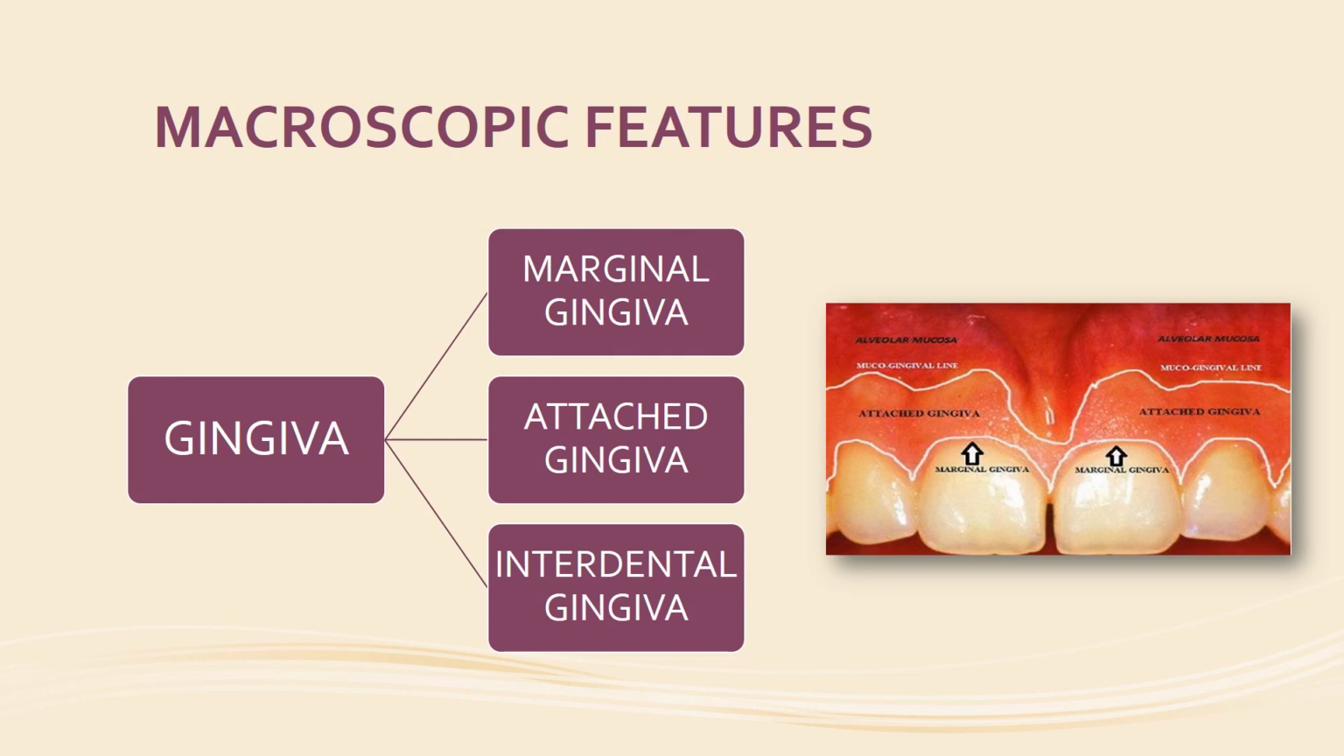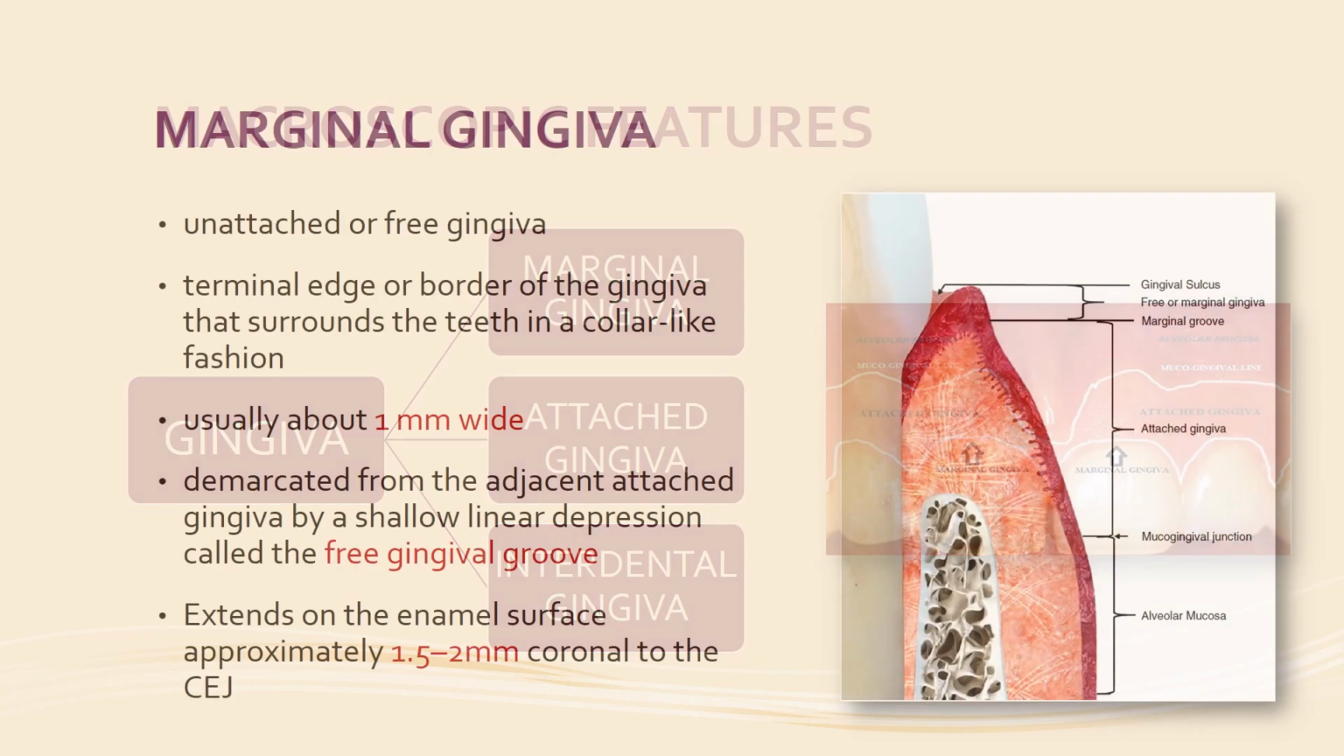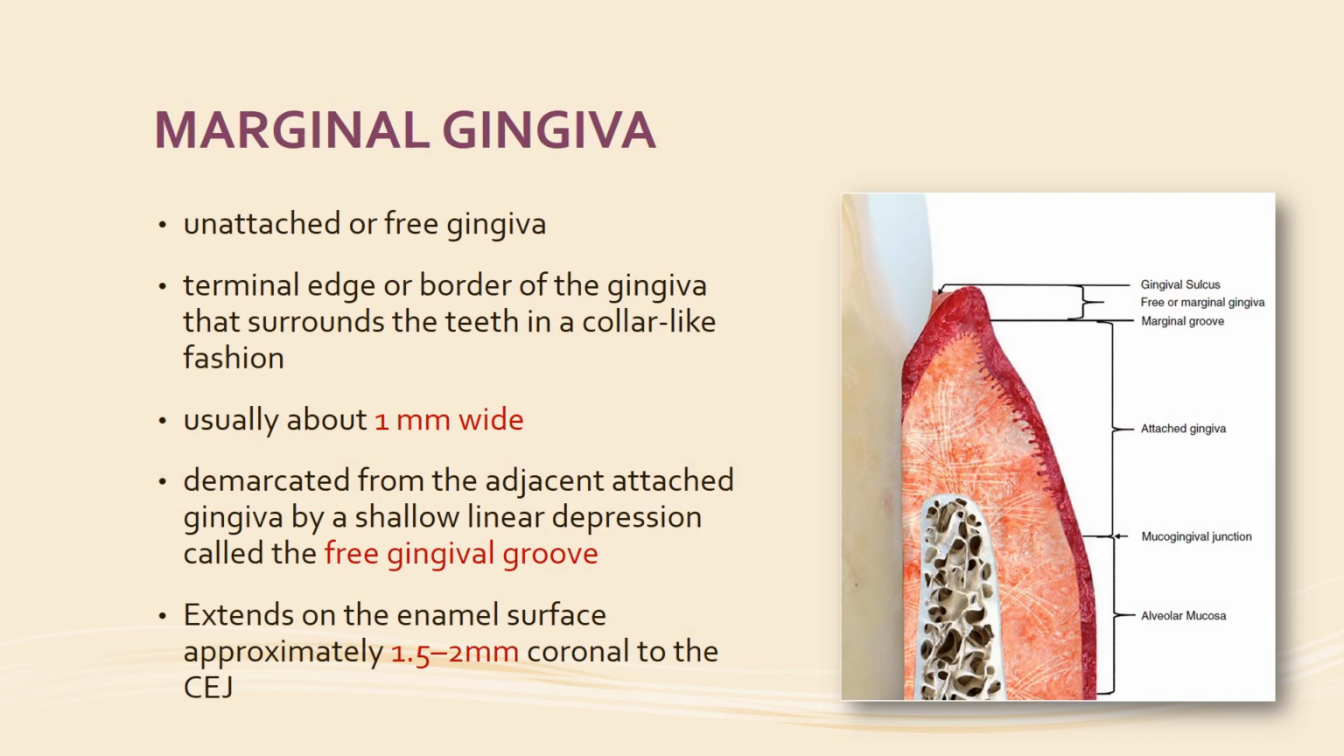Gingiva has both macroscopic and microscopic features. Coming to the macroscopic features, gingiva is divided into marginal gingiva, attached gingiva and interdental gingiva. Coming to the marginal gingiva, it is also known as unattached or free gingiva, which is a terminal edge or border of the gingiva that surrounds the teeth in a collar-like fashion.